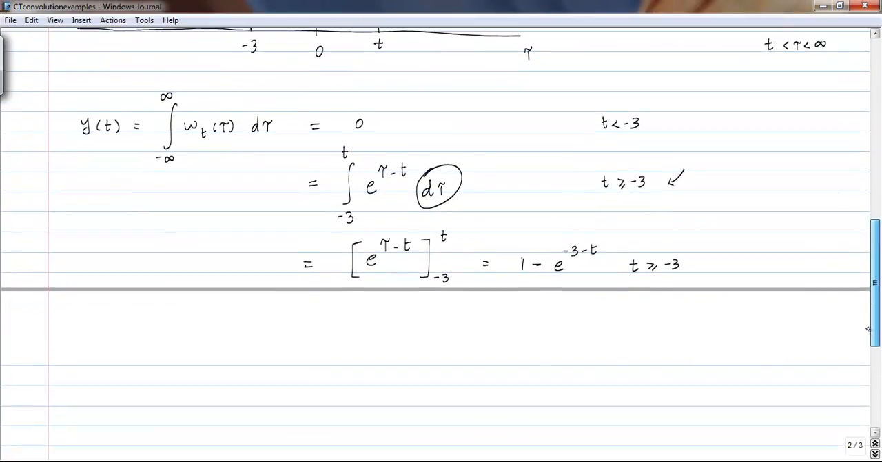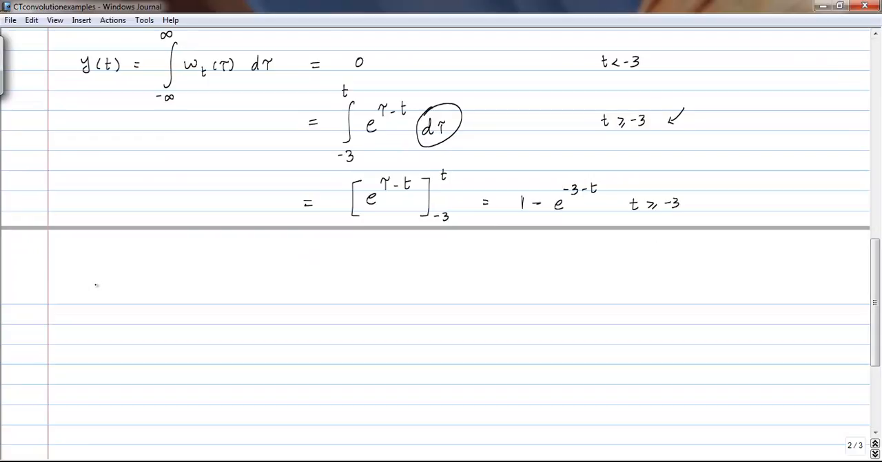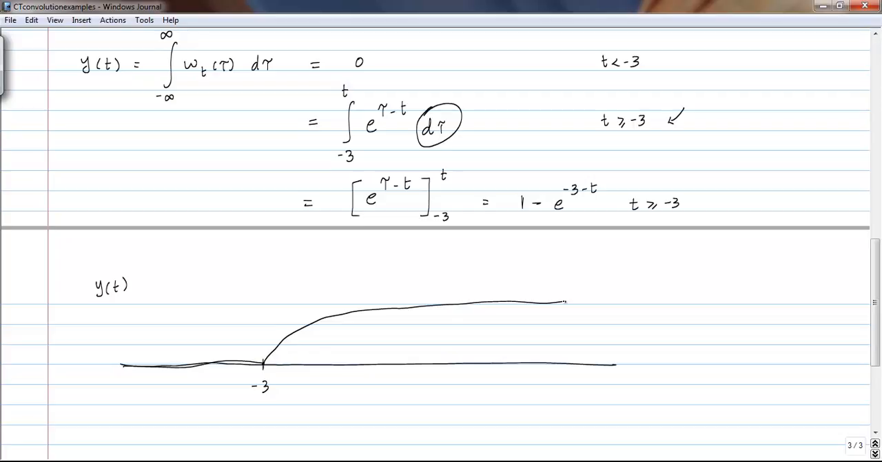If we were to roughly sketch this function y of t, how's it going to look? Well, until t equal to minus 3, this function is 0. Then for values of t greater than minus 3, you can see this function is increasing like this. It's 1 minus an exponential, so it's increasing like this. And when t is infinity, this goes to 1. So this is 1. Roughly, that's how this function looks.